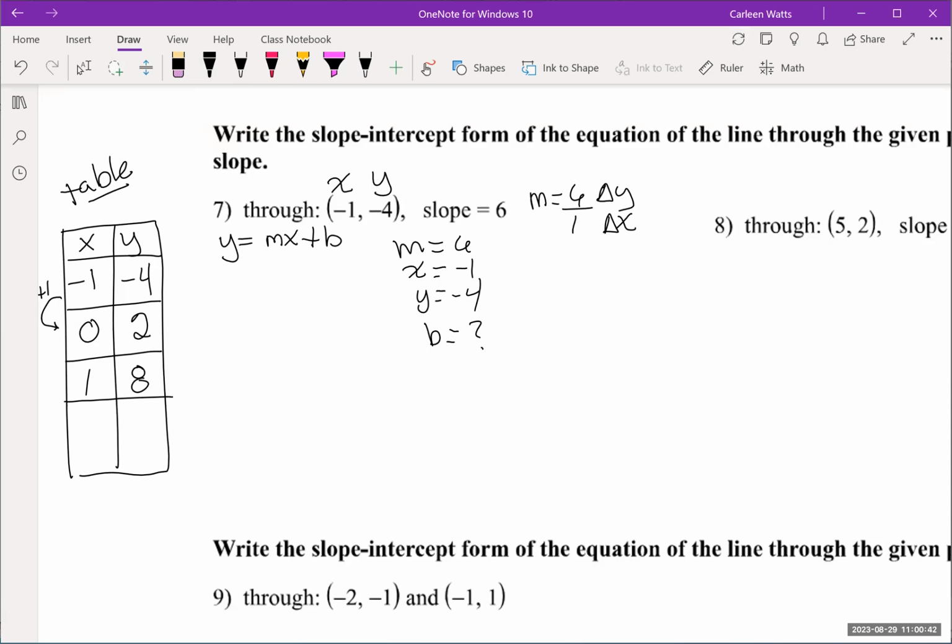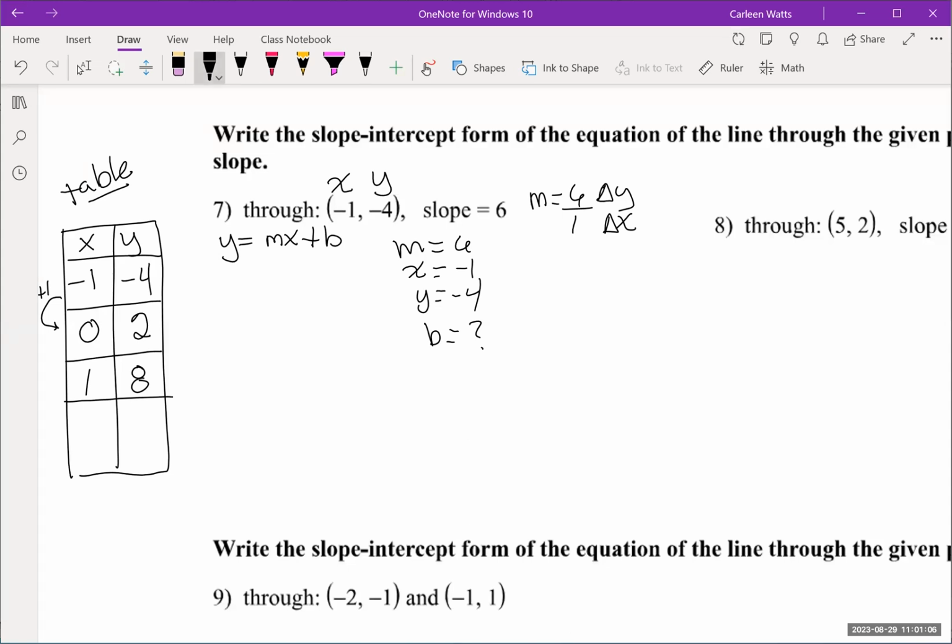That is a very common strategy in math. I have 3 of the variables and 1 is missing. So what am I going to do next? Anyone have a guess?